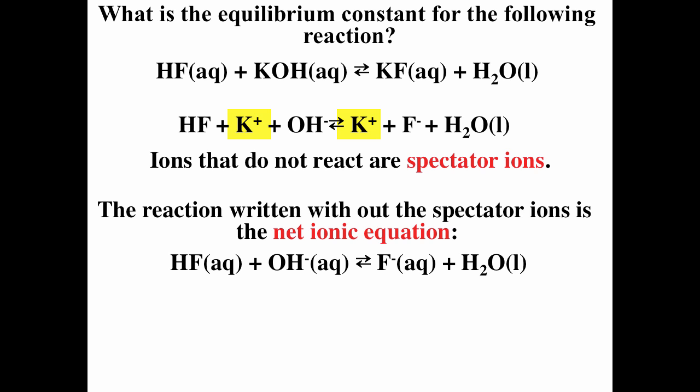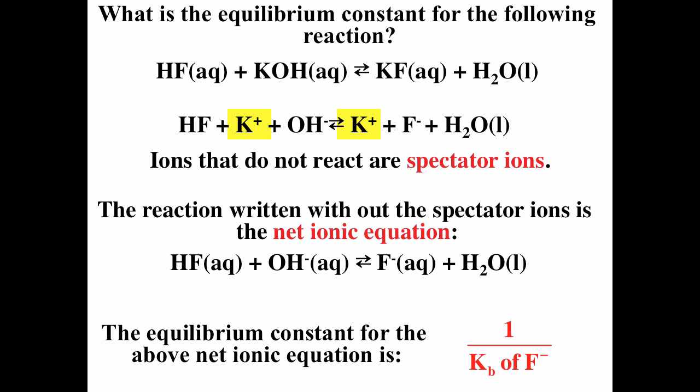Now, if we look at this one, we notice that we have hydroxide as a reactant. So that tells us, okay, 1 over Kb. If we look on the other side of hydroxide, we see the fluoride ion. And so the equilibrium constant for this should be 1 over Kb of the fluoride ion. Again, we start with that reaction on top. We found the net ionic equation. We found the equilibrium constant for the net ionic equation. And so that equilibrium constant is for the net ionic equation and for the reaction that we started with.